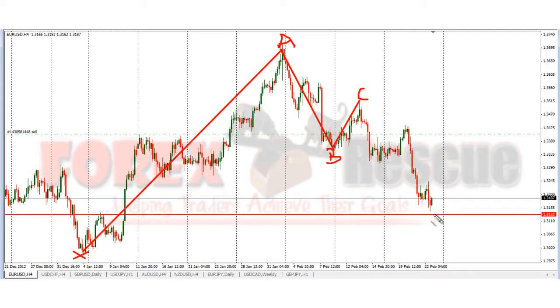And our potential reversal zone is within the range of 1.3154 to 1.3130. Now, let us mark our potential reversal zone. 1.3154 is exactly around here. Just this area. Then 1.3130 is around here.